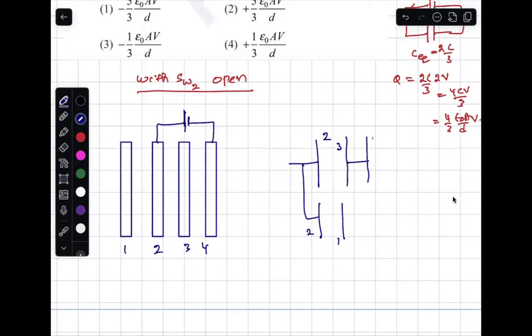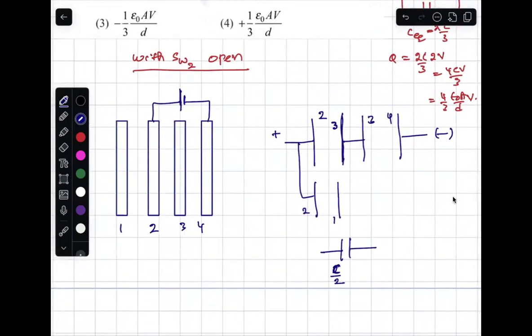This is still 3. 3 is facing 4 and 4 is connected to the negative terminal. Yes or no? Right. Now this is 3. Now this is plus. What is the effective capacitance now? C by 2 plus C by 2, because 1 is open.